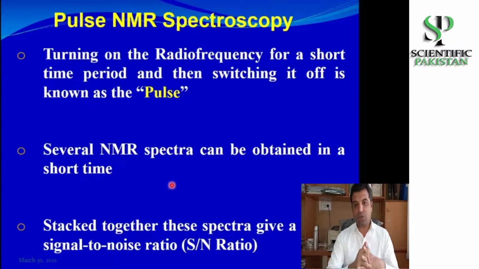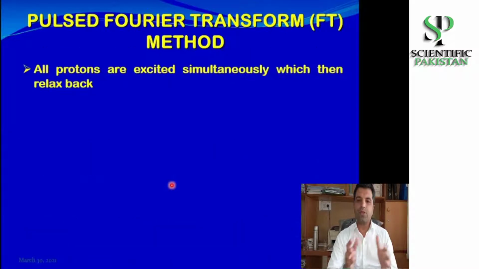So the advantage of pulse Fourier transform technology over the previously used continuous wave technology is that it's faster and the signal to noise ratio is very good. Means you can get a very good spectrum in a very short period of time. So what happens in the pulse Fourier transform technology is that all of the protons, as I told you earlier, are excited simultaneously, and then they are allowed to relax back.